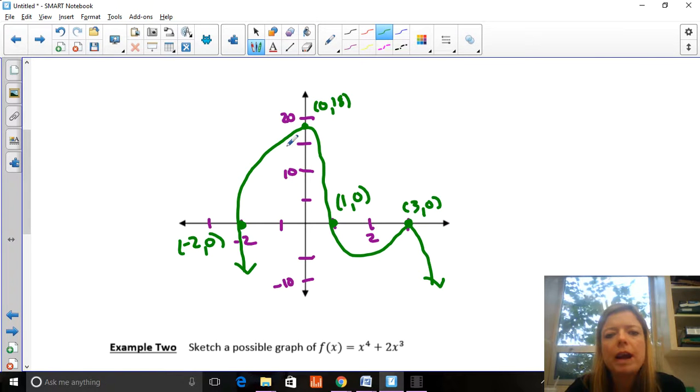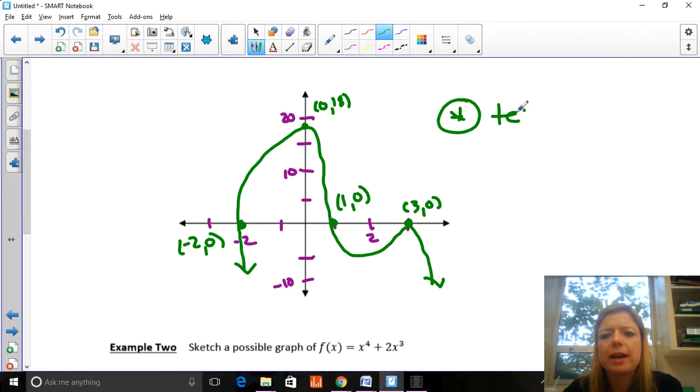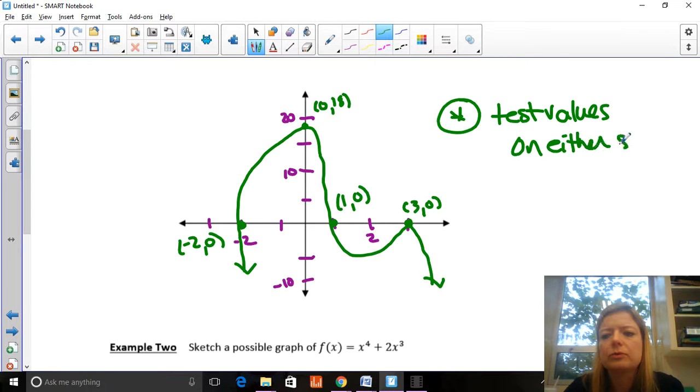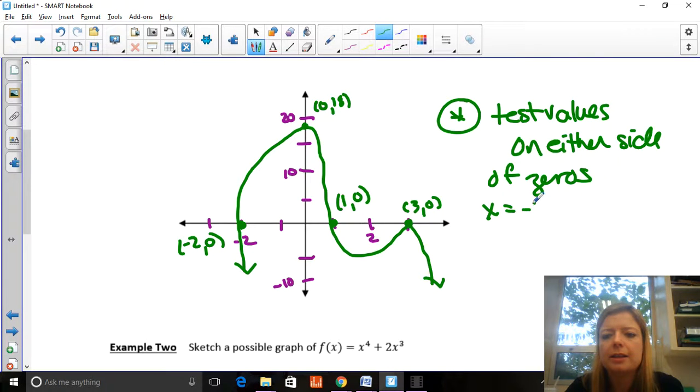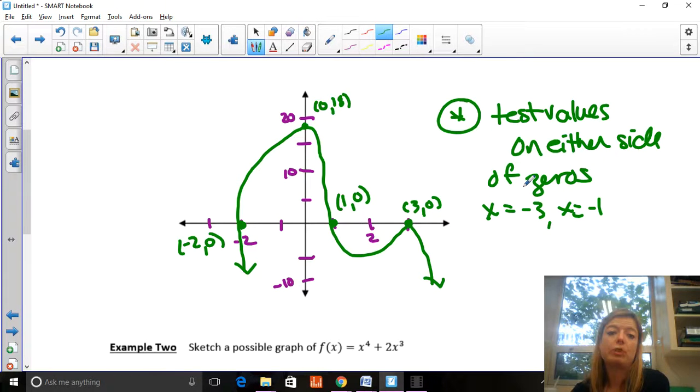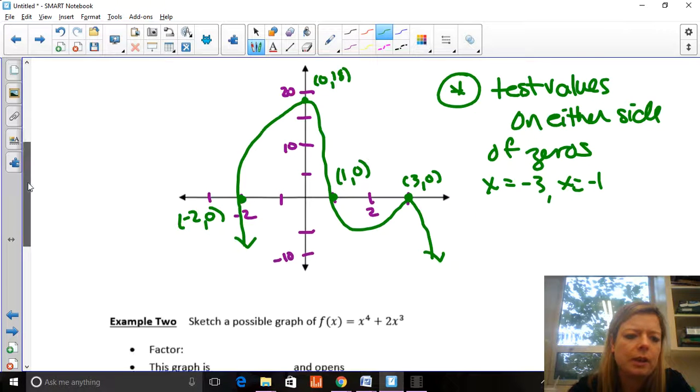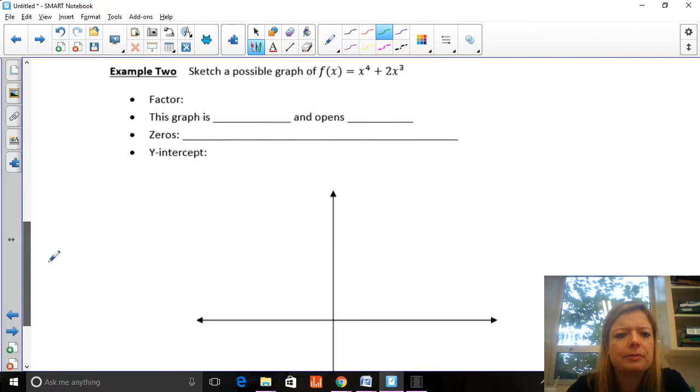Okay, if you want more accuracy, or if the question requires more accuracy, you can test values on either side of zeros. So for example, you could test x equals -3 and x equals -1. What I mean is just put them in the function and see what y values you get and plot those as well.